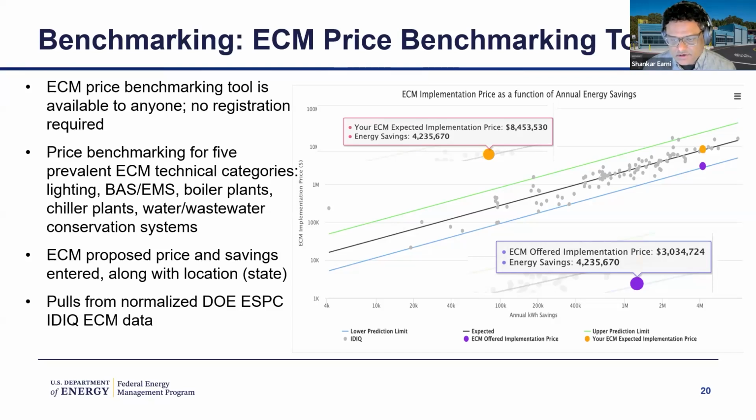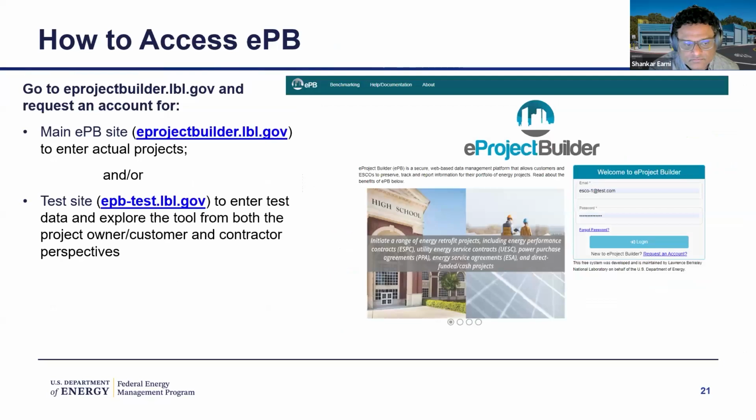The purple dot is where you are, and based on the data, the orange is where you would expect based on the expected value. So it shows you the distribution. That way you're confident that whatever price you're getting is reasonable and it's not too high. So that's the intent of this tool.